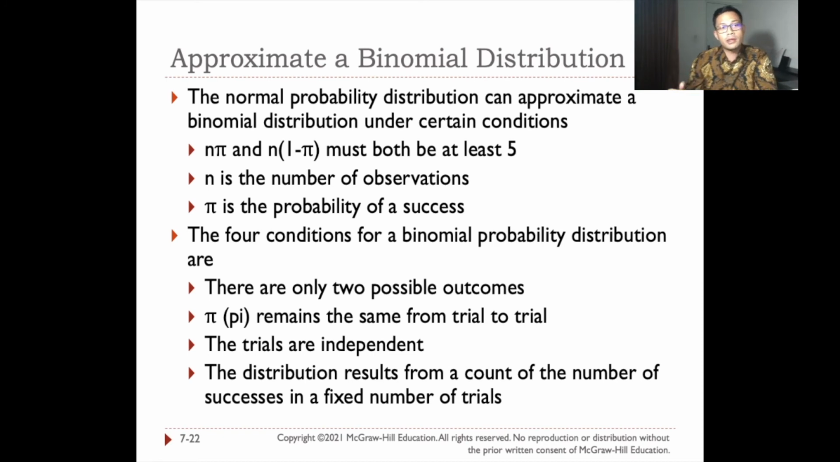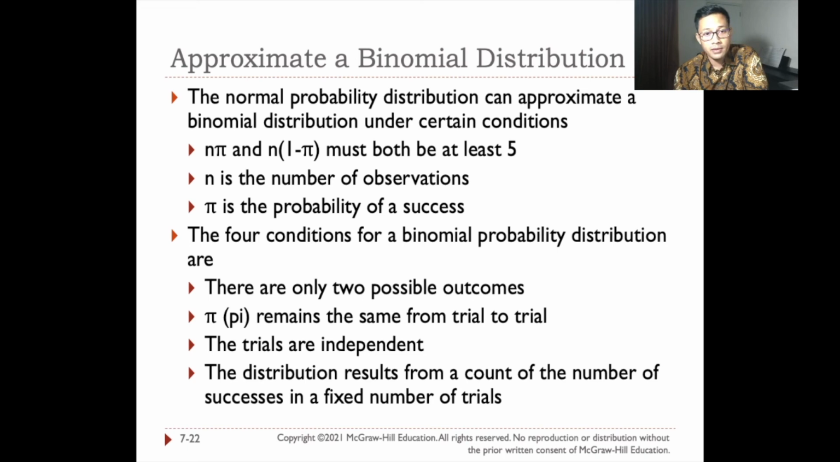Okay, now the good thing about the normal distribution is that it can be used to approximate other distributions, and in particular it's going to be useful in approximating a binomial distribution. So the normal distribution can approximate under certain conditions. First, the value of n multiplied by the probability of success, and n multiplied by one minus pi, which is the probability of failure, must both be at least 5. So this is something that you need to remember.